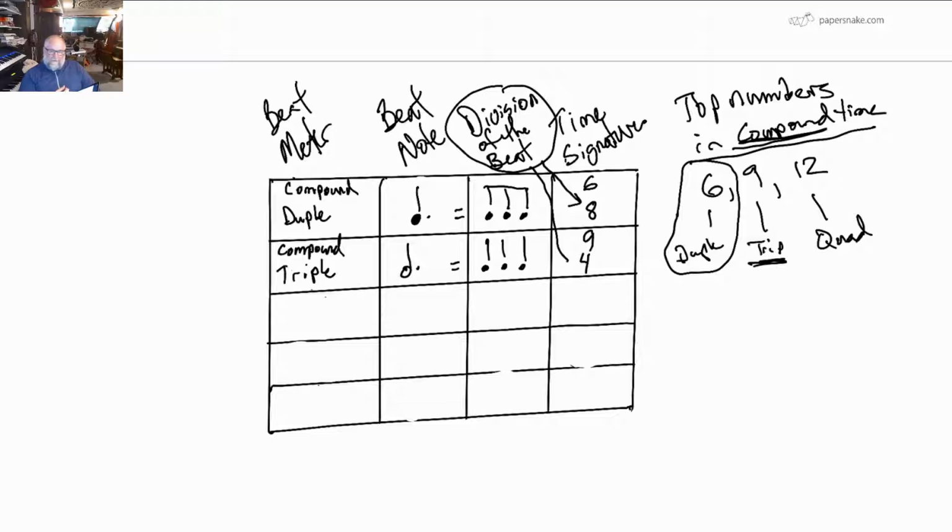The next one they give us, they tell us the top number is a 6. You're already thinking, what does that mean? And they tell us the beat note is a dotted half. You're already thinking about that. What does that mean? Okay, so what does that top number 6 mean? Compound duple. It's a fact.